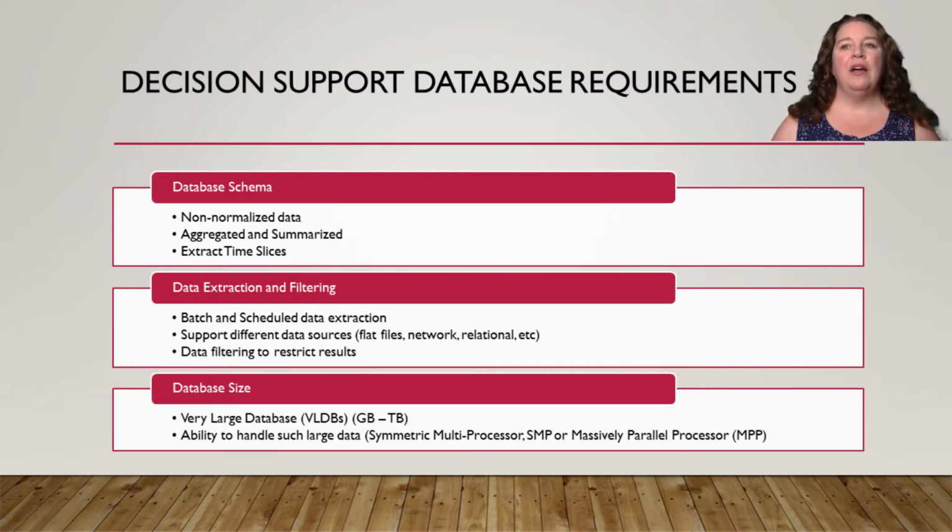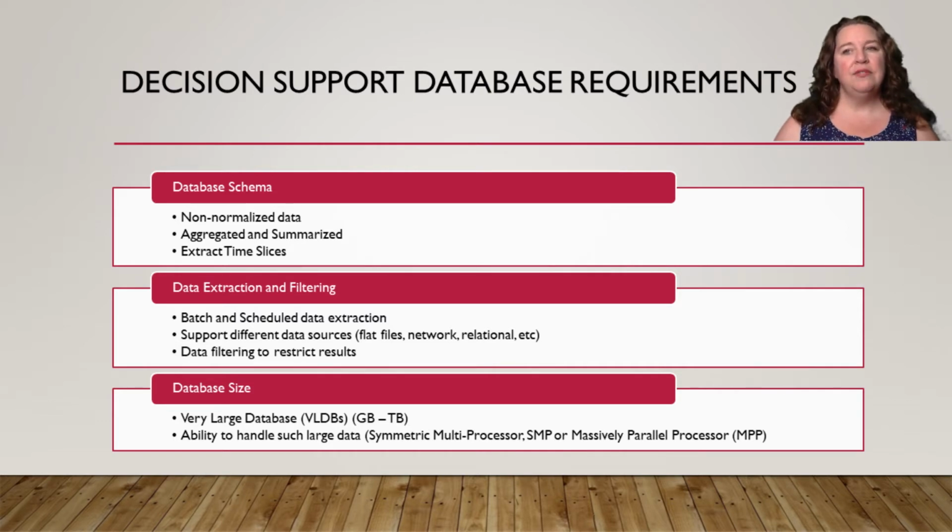First off, we talk about the database schema. So it doesn't need to be normalized data, is a big thing to keep in mind when you're talking about decision support. It needs to be aggregated and summarized, and it needs to be able to extract time slices. So when we talk about time, we like to be able to give it the last week, the last month, the last year, the last quarter, the last 5 years. So time slices. How can we break this up into individual slices so that when we pull the data out and I say I only want data for this period of time, it can pull that easily? So we need the schema to handle that.